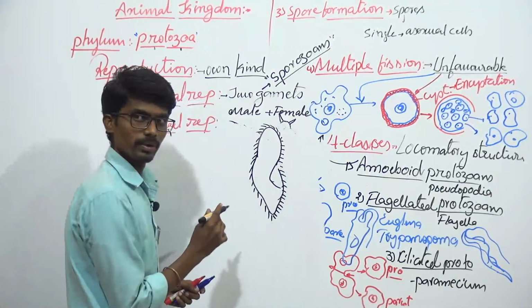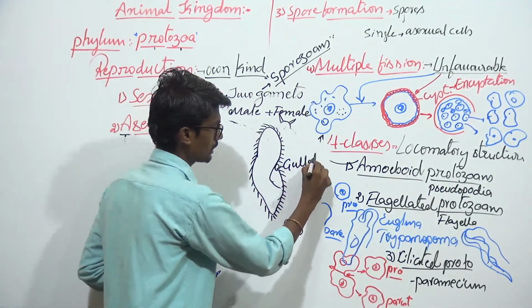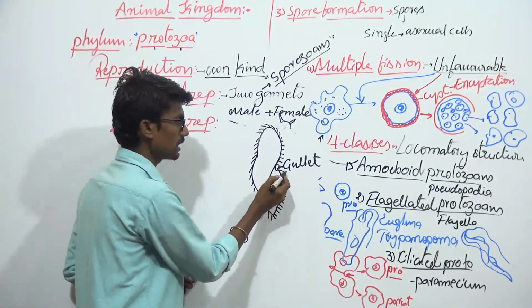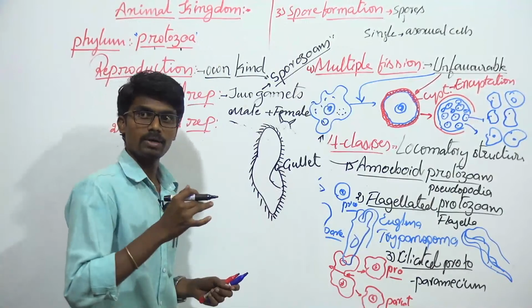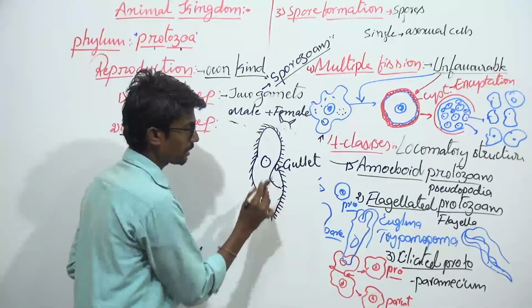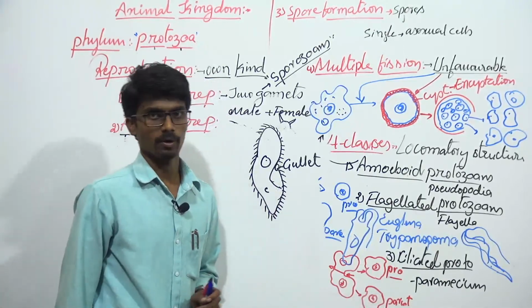The opening of this Paramecium is known as the gullet. It is just like the mouth of human beings. Through this gullet, it takes in the food and digests it completely within the food vacuoles. And Paramecium is the best example for ciliated protozoa.